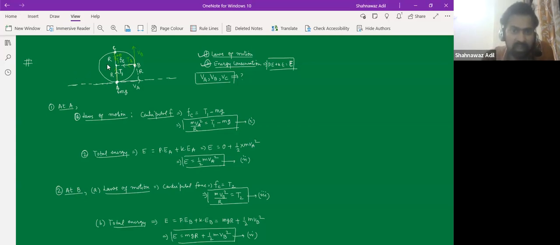So first I'll start the vertical circle question. So this question we'll do, and then we'll solve the work energy theorem question. Whenever you guys want me to scroll down the screen, please tell me.